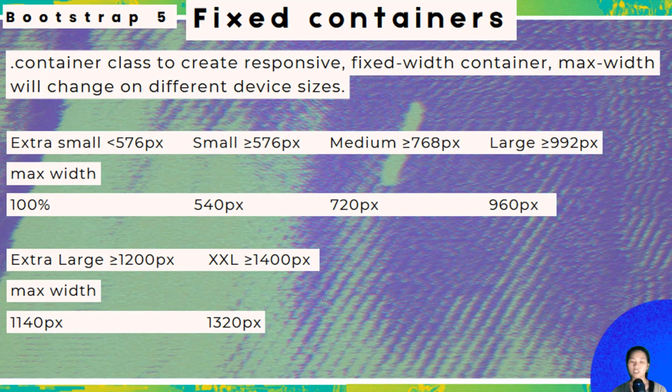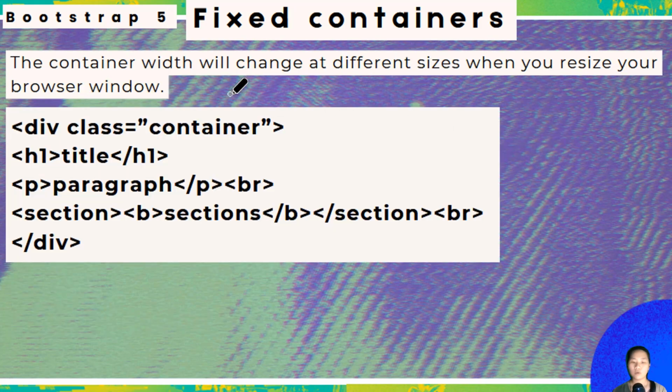Next up, we're going to be taking a look at fixed containers. So the container class creates a responsive fixed-width container. Max width will change depending on device sizes. And here I have a little chart. Well, not a chart, a listing of the different device sizes as well as the max width of the fixed containers. For now, you don't have to pay too much attention to this. I understand that this could look a little bit confusing. Right now, the main thing is just to get familiarized. Okay, let's move on. The browser width will change at different sizes when you resize your browser window.